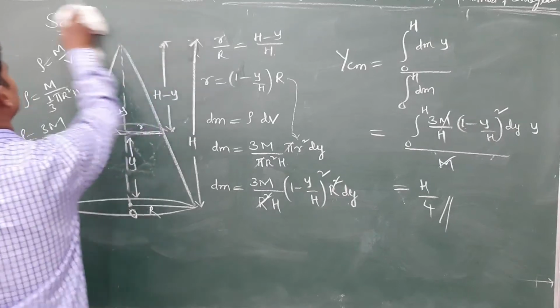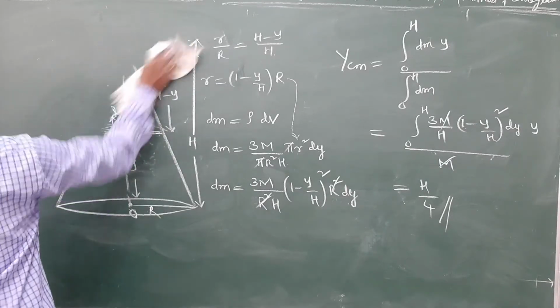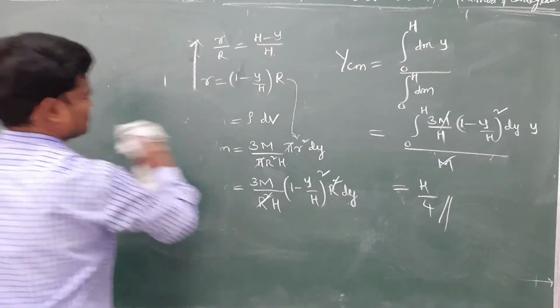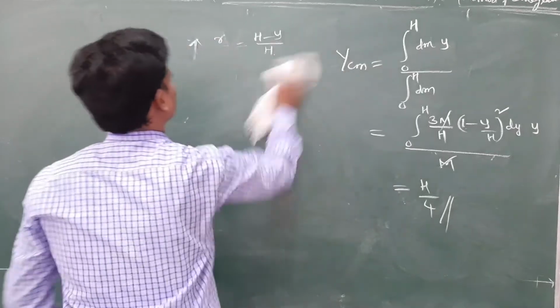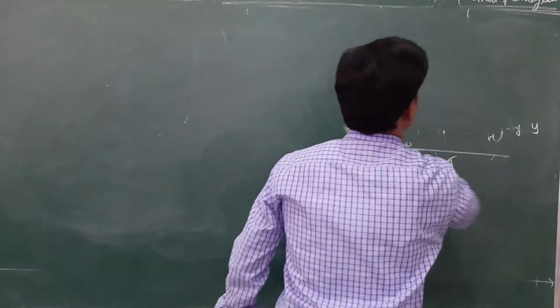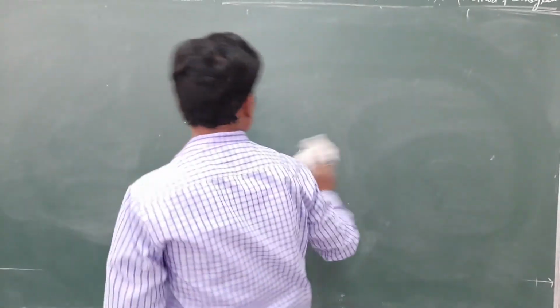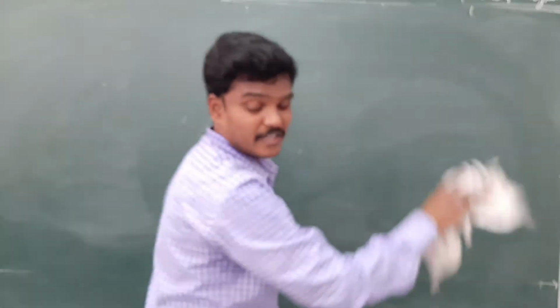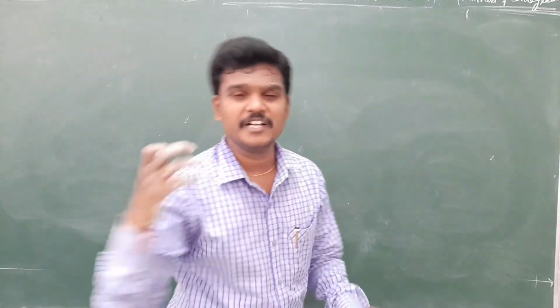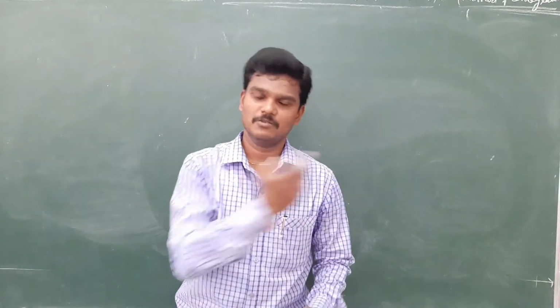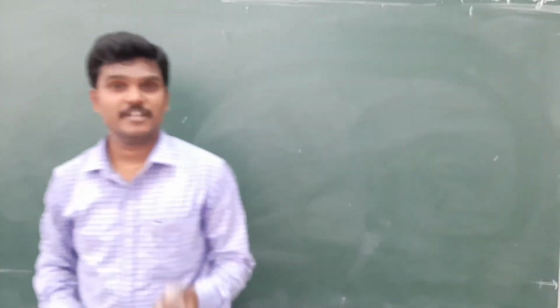Now see one more time the same method. Verify the integration. Just multiply y and split up the terms, apply integration, apply the limits, and you will get the final answer as h by 4.